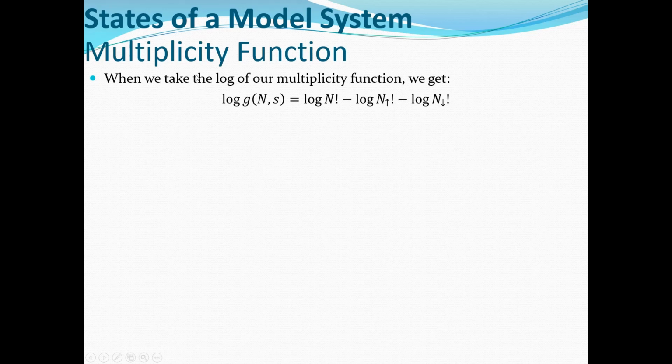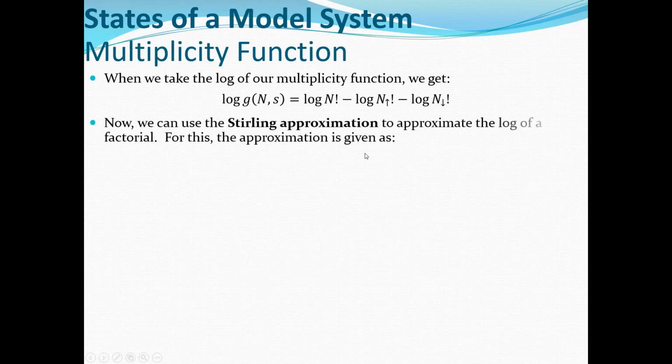All right, so one thing that we end up seeing is this, that when we take the log of the multiplicity function, due to the log function where anything that is divided can just be subtracted, that formula that we have with the factorials simplifies to this. So we end up getting log N factorial minus log N up factorial minus log N down factorial.